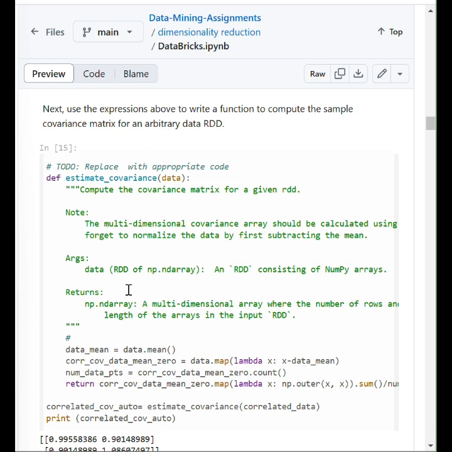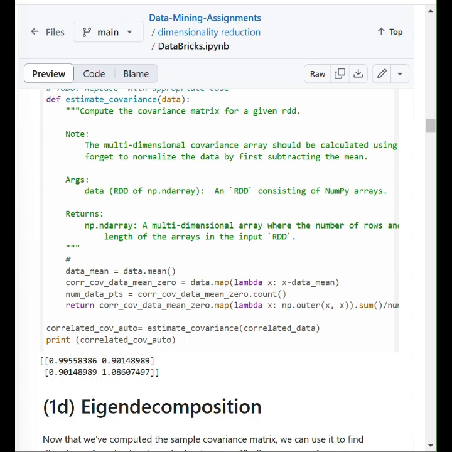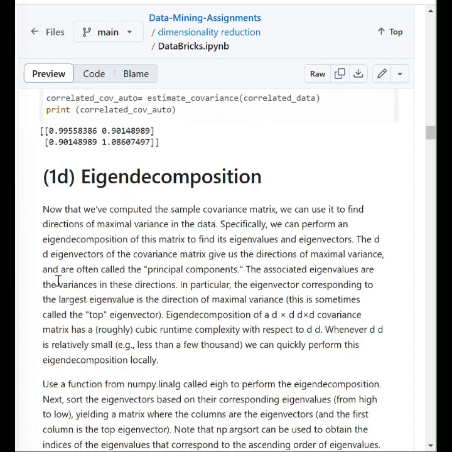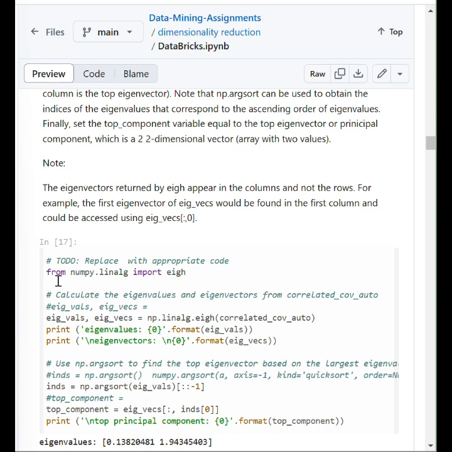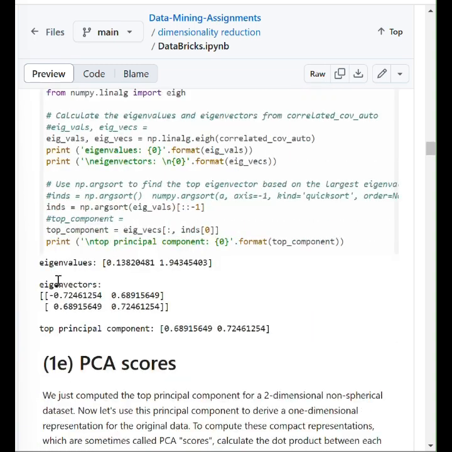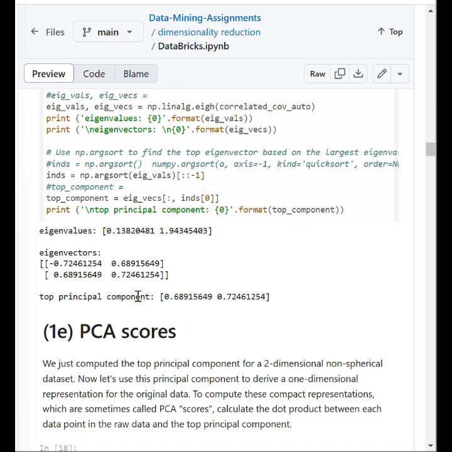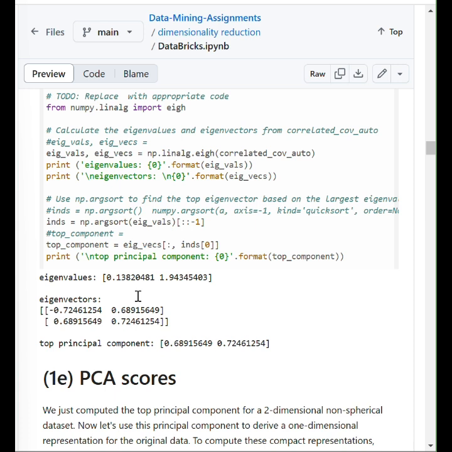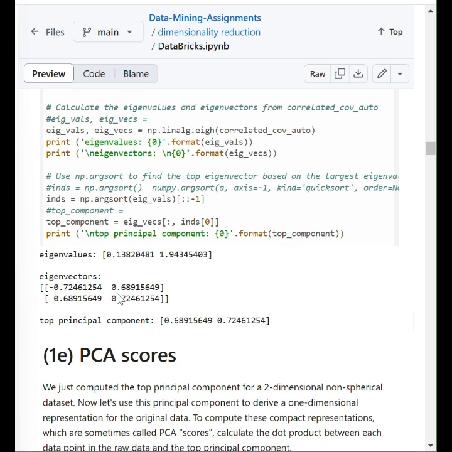Next, we use the expressions above to write a function to compute the sample covariance matrix for an arbitrary data RDD. After computing the sample covariance matrix, we use it to find directions of maximal variance in the data. We perform eigendecomposition of this matrix to find its eigenvalues and eigenvectors. Eigenvectors returned by eigh appear in the columns and not the rows. The first eigenvector of eigh_x would be found in the first column and could be accessed using eigh_x index 0.